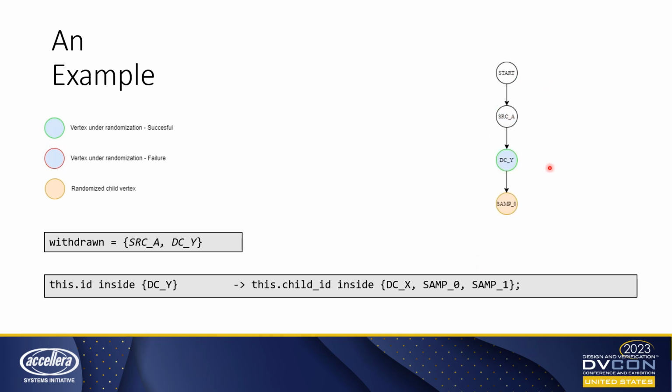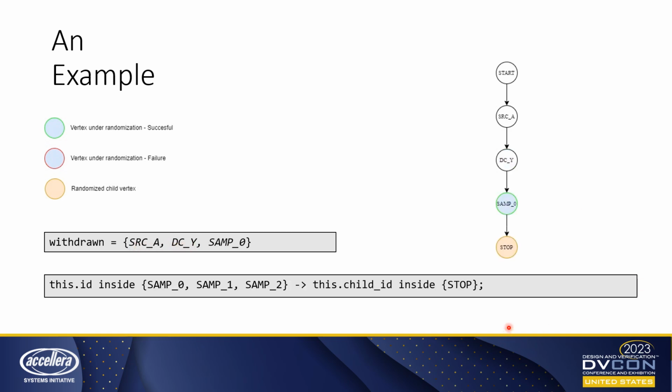Continue the process. Now DCY is under randomization, and the solver chooses the SAMP 0 for the DCY. Again, note the updated state of the withdrawn queue. Now we have reached a leaf cell. We have the SAMP 0 that is being randomized, and it produces the stop vertex as a child. And we update the withdrawn queue. Now let's see what happens in the next iteration.